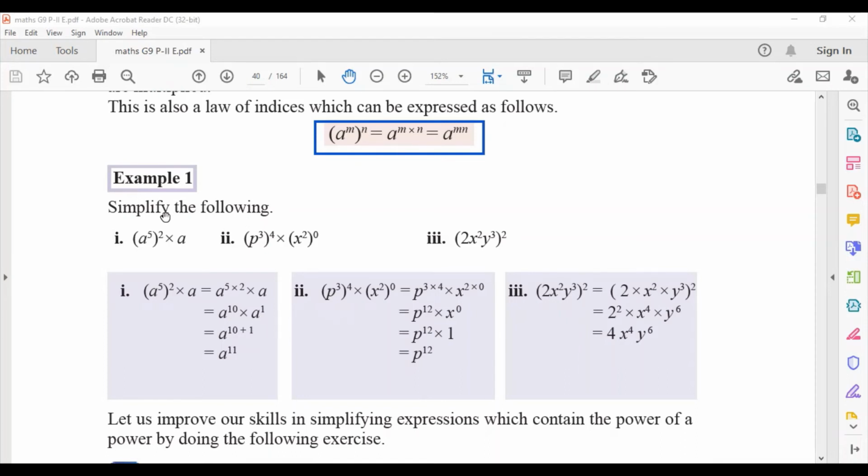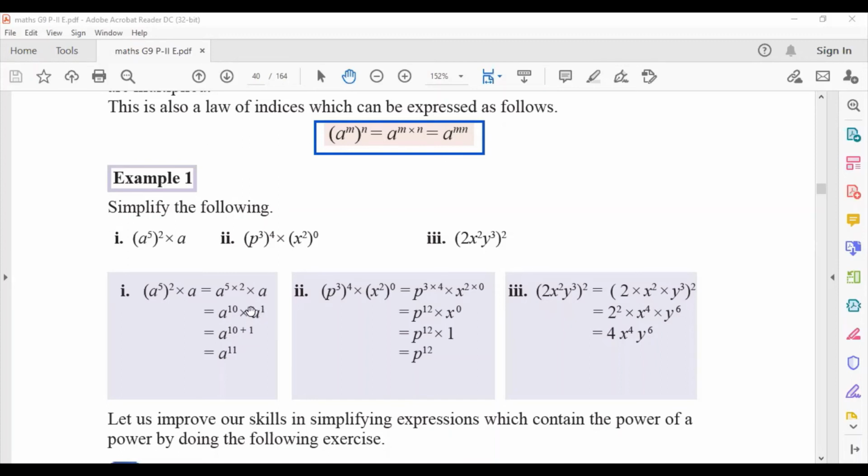Let's discuss this example. Number 1, a to the power 5 to the power 2 times a. Since there is a power of power, you should multiply these two indices, 5 times 2, like this. Then it is a to the power 10. 5 times 2 is 10. Then times a; a is a to the power 1.